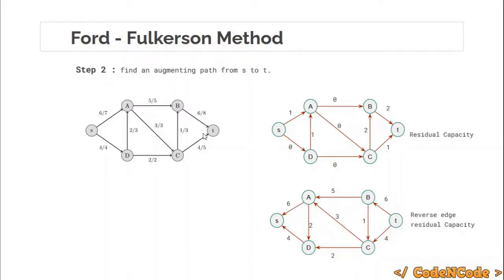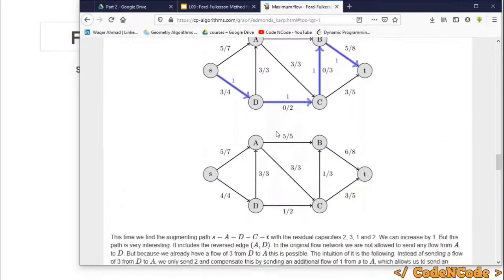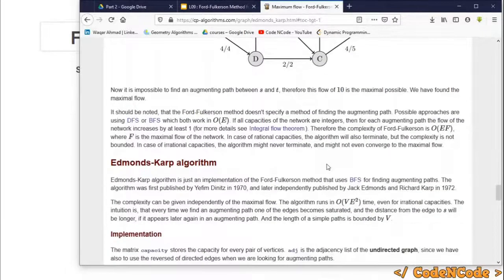Now the problem with the Ford-Fulkerson algorithm, as stated by cpalgorithms.com, is that first of all, its runtime depends upon the flow. The runtime of Ford-Fulkerson is E times F, where E is the edge set and F represents the maximum flow. So the complexity of the algorithm depends upon the flow, which is not good. So we will be using Edmonds-Karp to implement this algorithm, which has a running time of V E squared. As you can see, the running time of the Edmonds-Karp algorithm does not depend upon the maximum flow.